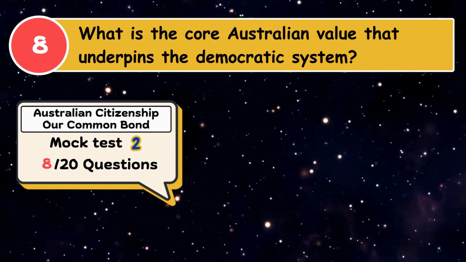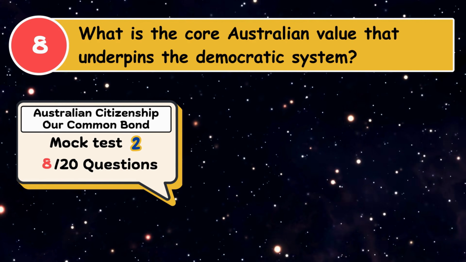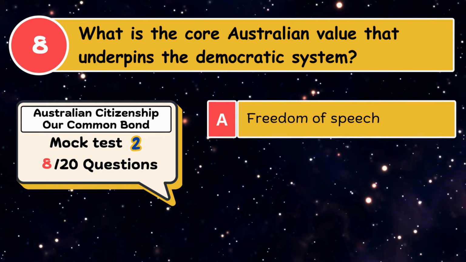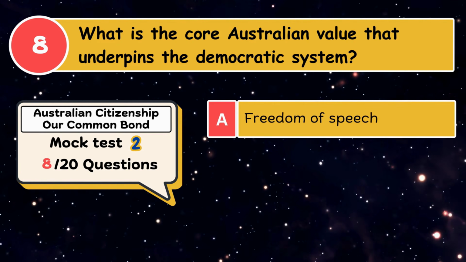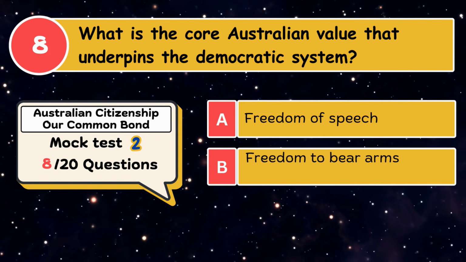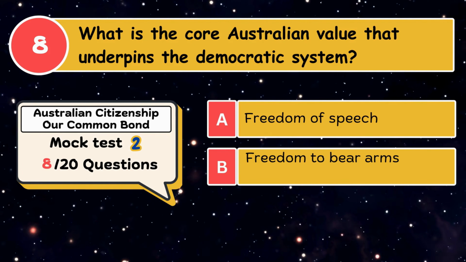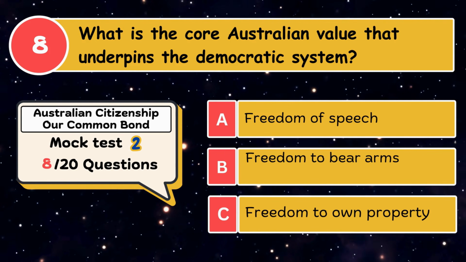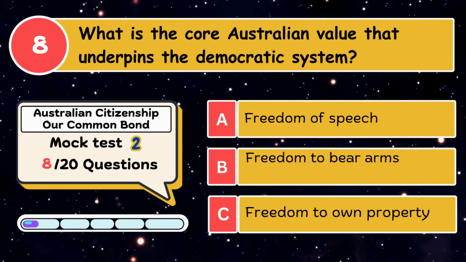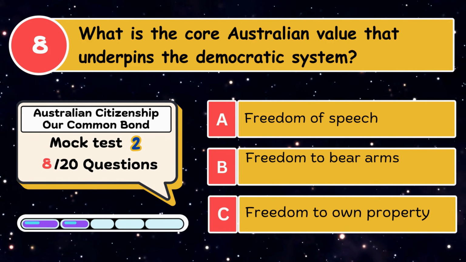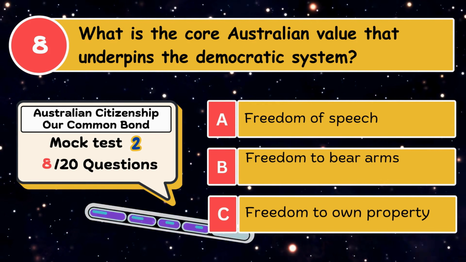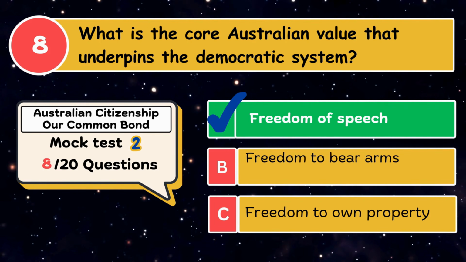What is the core Australian value that underpins the democratic system? A. Freedom of speech. B. Freedom to bear arms. C. Freedom to own property. The correct answer is freedom of speech.